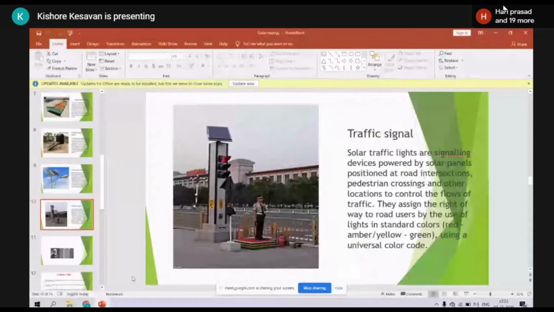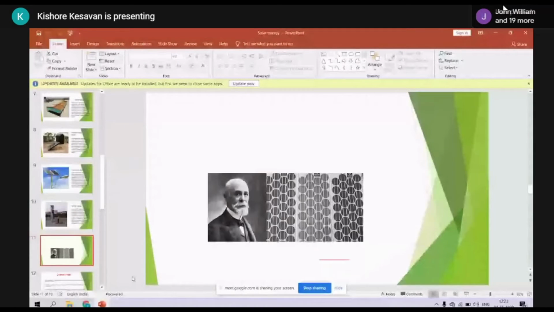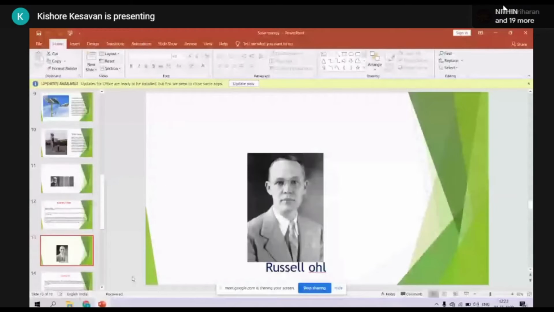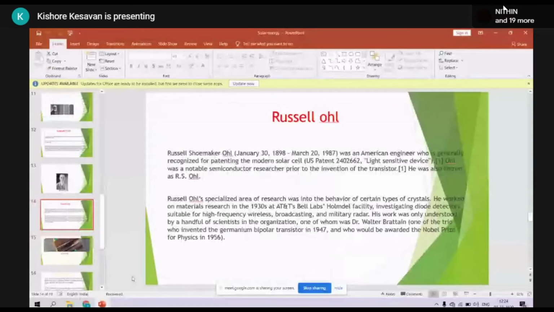He is Charles Fritts. He is the one who invented the selenium cell in 1883. The world's first rooftop solar array using Fritts's selenium cell was installed in 1884 on a New York City rooftop. He is Russell Ohl, who developed the Charles Fritts selenium cell in 1898, January 30.